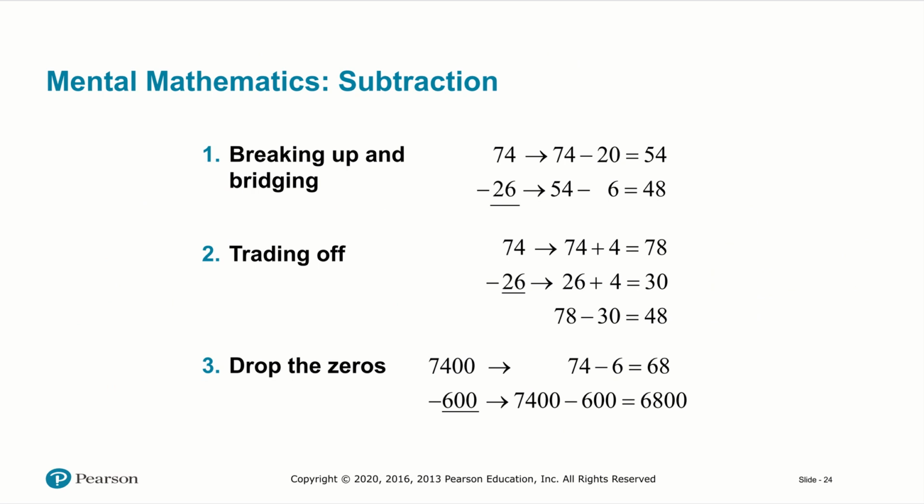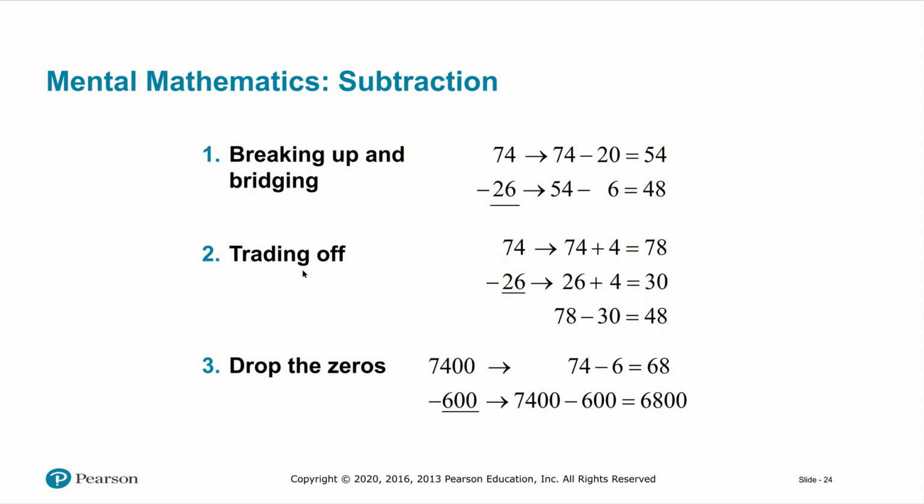All right, and the last thing we're going to do for this lesson is look at some mental mathematics tricks with subtraction. One method is breaking up and bridging. So for example, if I want to handle 74 minus 26, first I'll handle something much easier. I'll just handle 74 minus 20, which gives me 54. Then I know that I need to take 6 more away, right? So I just take that 54 and take that 6 away, and I end up with 48.